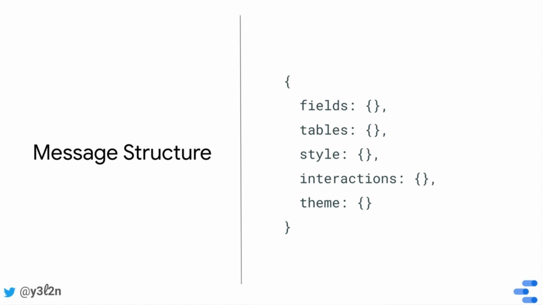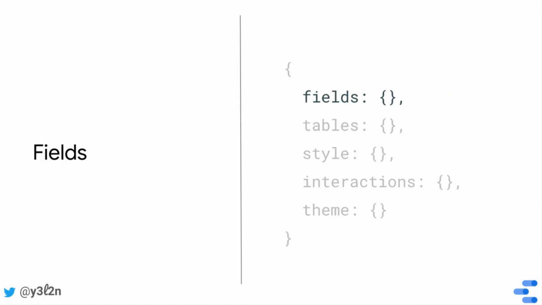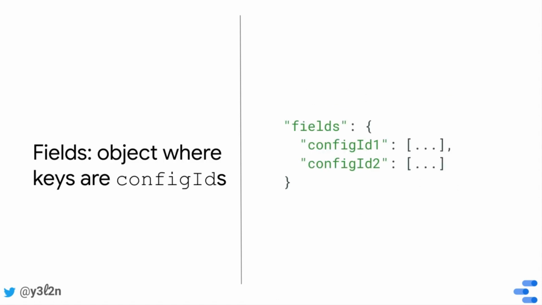This message has 5 keys: fields, tables, style, interactions, and theme. The fields key is essentially the metadata for the information in your visualization. It's an object of fields keyed by their data element ID, which is defined in the visualization config. Here I've called it the config ID.